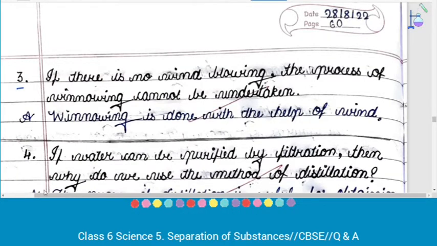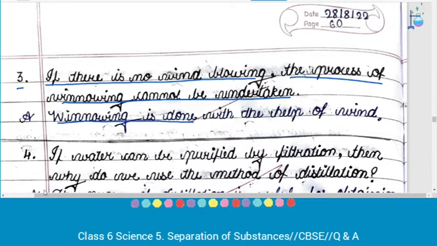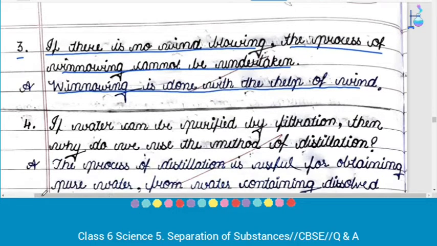Third, if there is no wind blowing, the process of winnowing cannot be undertaken. Answer, winnowing is done with the help of wind. Whenever wind is not blowing, then winnowing will not take place.